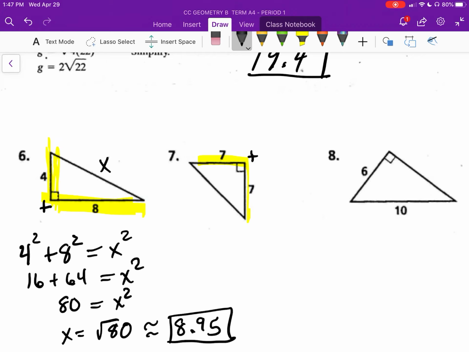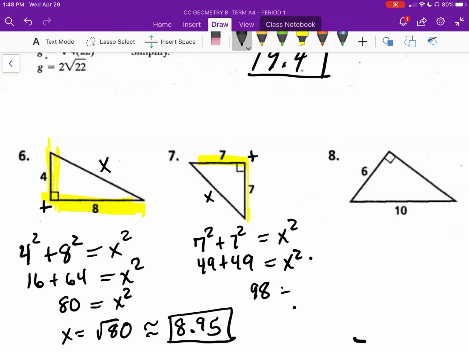For the second one, again, these are both attached, and so this side's going to be x. So it's going to be 7 squared plus 7 squared equals x squared. And again, if I add these together, I get 49 plus 49 is x squared. And 49 and 49 are almost 100, so that's 98. And if I take the square root of 98, my answer is going to be really close to 10, because the square root of 100 is 10. So I'm just going to say that this is probably 9.95.